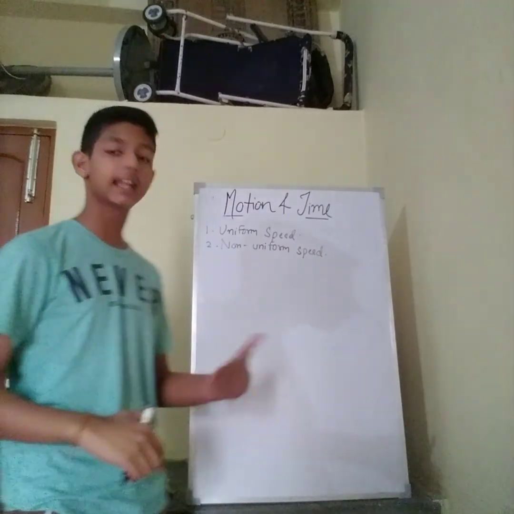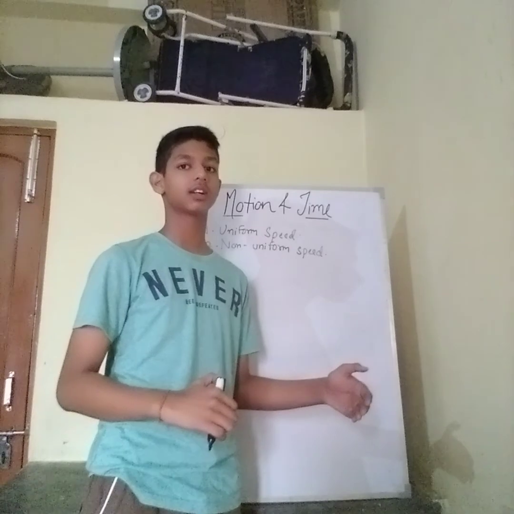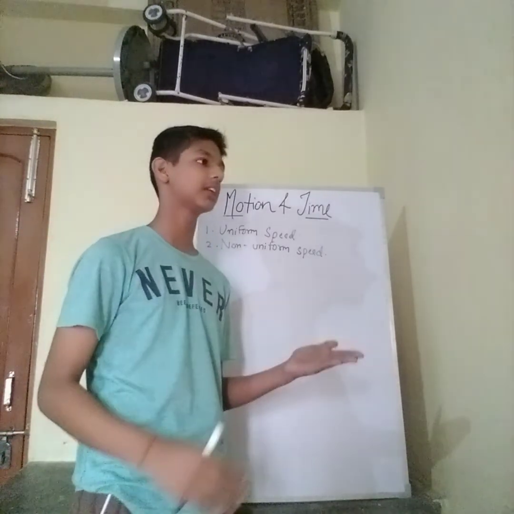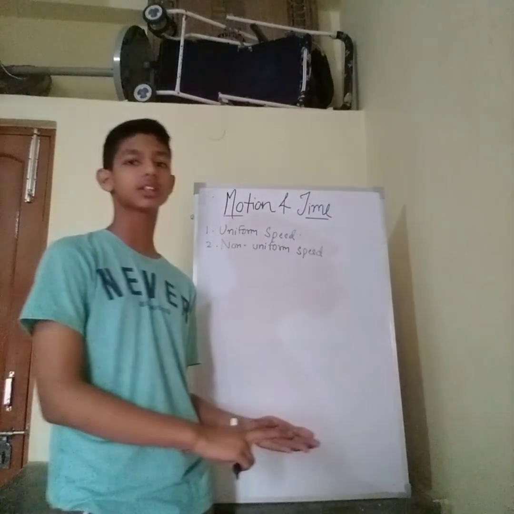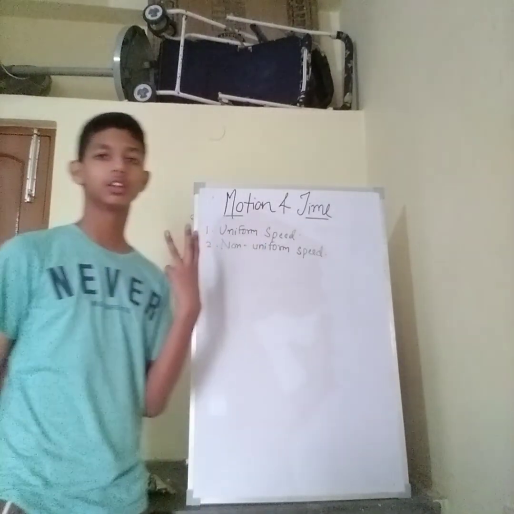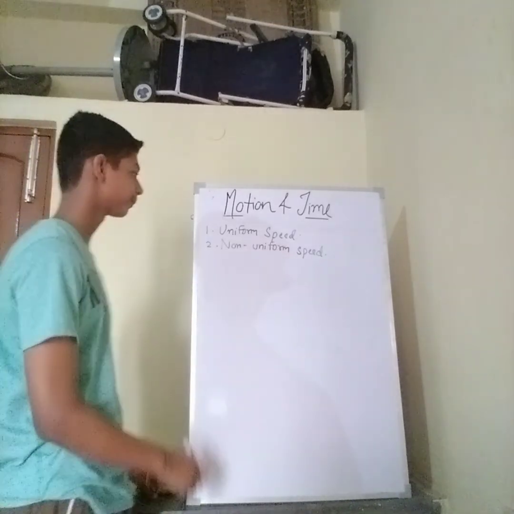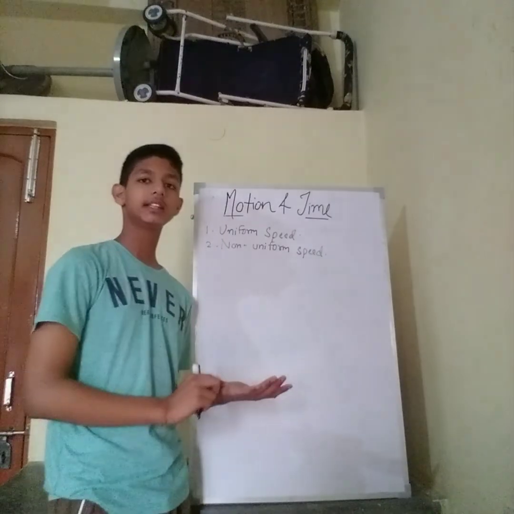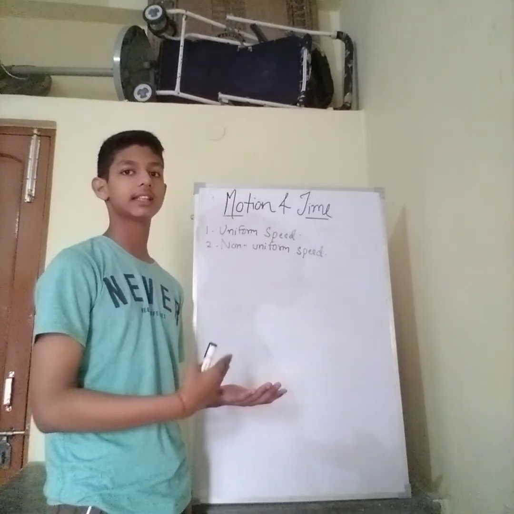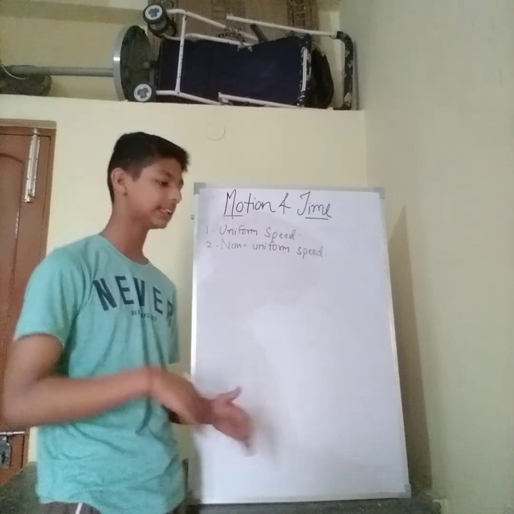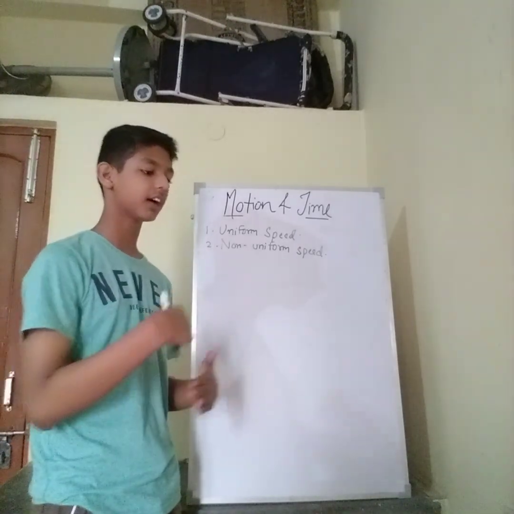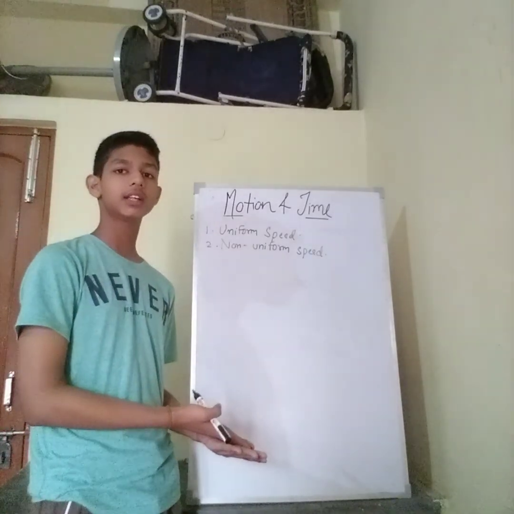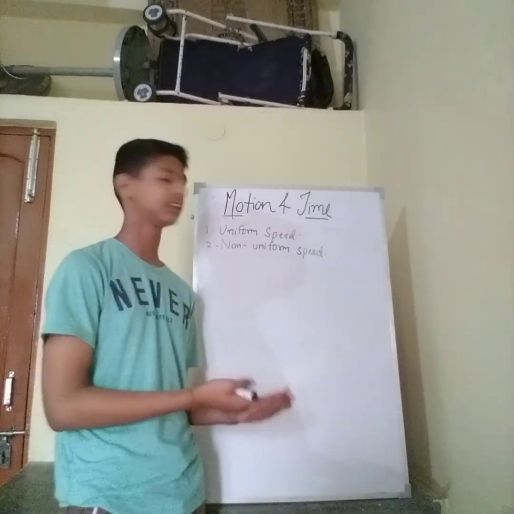Means in each second an object is covering 2 meter, in the second second it will cover 2 meter, and the third second it also covers 2 meter, then the whole journey of 3 seconds it has uniform speed of 2 meter per second. Okay, and second comes non-uniform speed, means an object is covering unequal distances in equal intervals of time, means in each second the covering distance is not equal, means first second it has covered 2 meter and the second second it has covered 3 meter, like this.